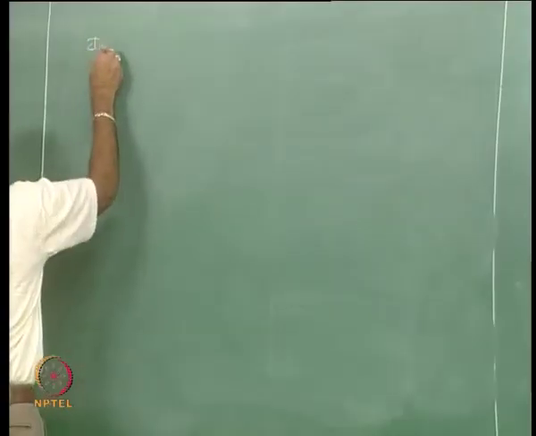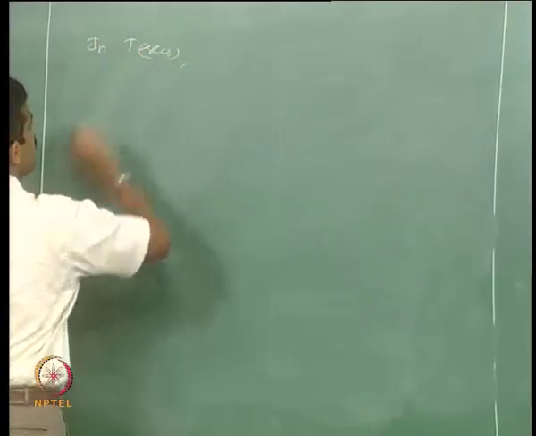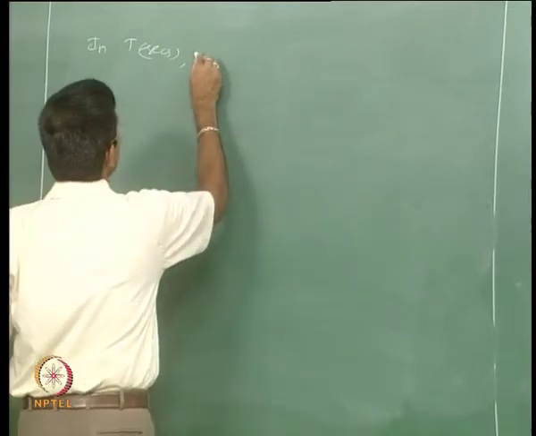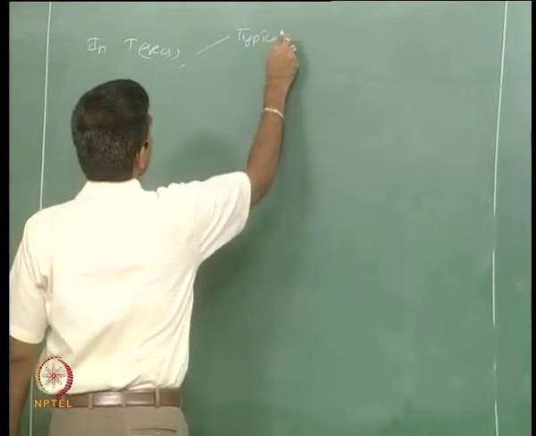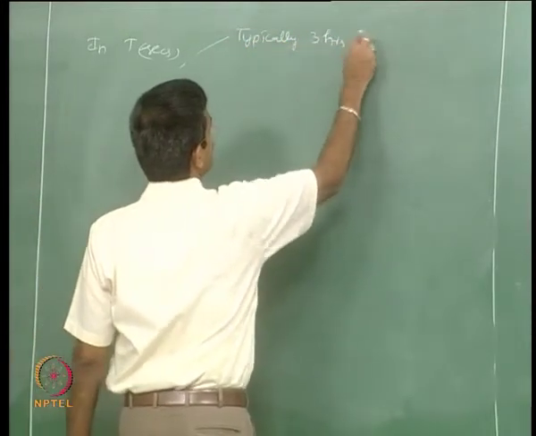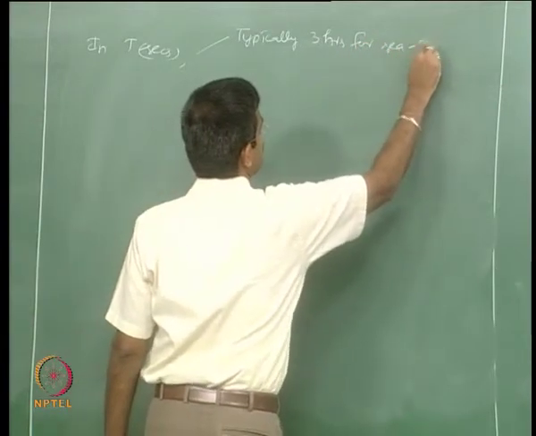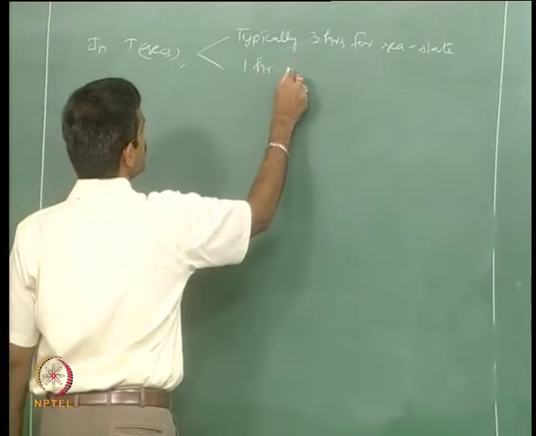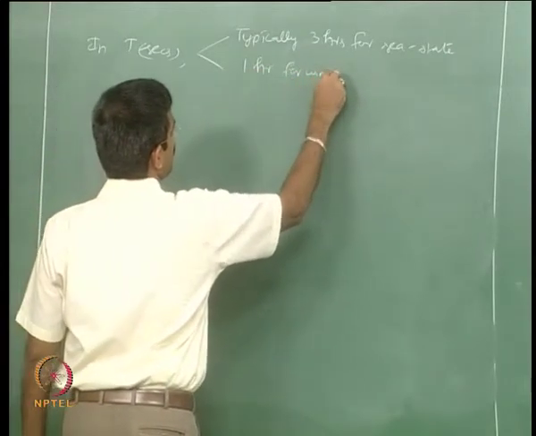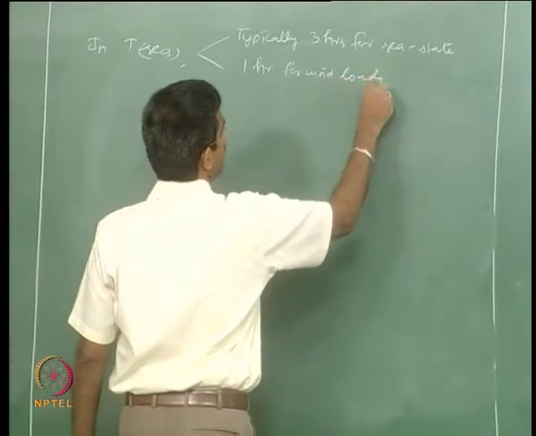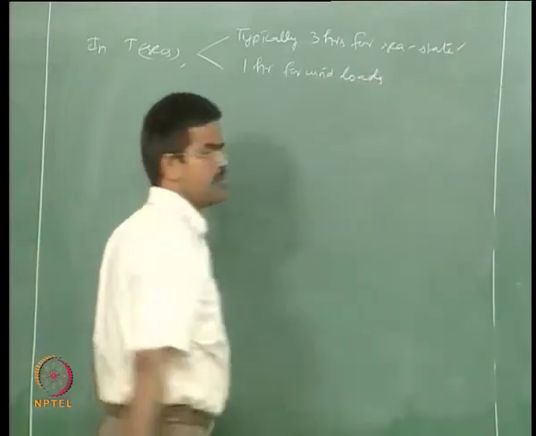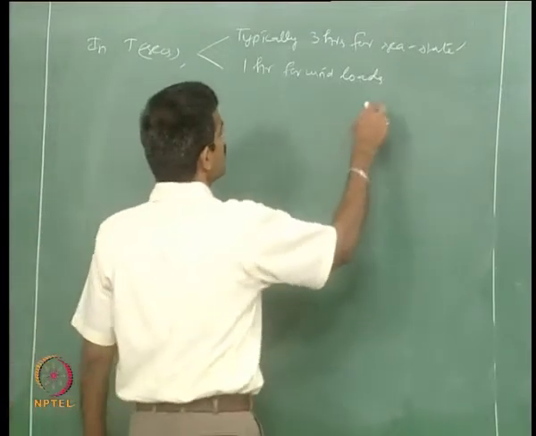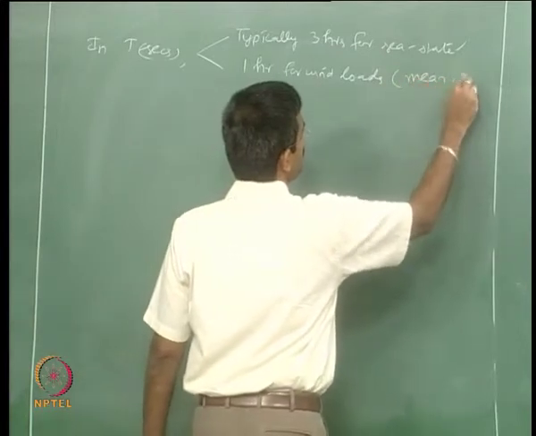Therefore, in t seconds, this t seconds can typically be 3 hours for a sea state in marine structures, in terms of waves. It can be 1 hour for wind loads, for the mean wind duration.